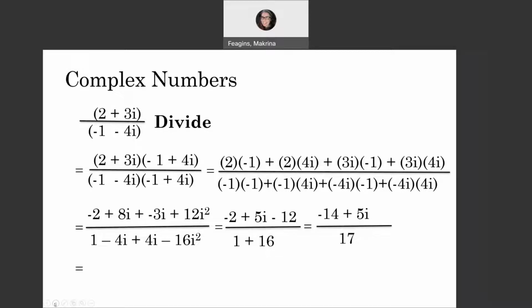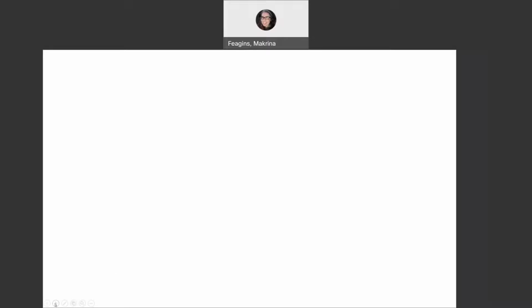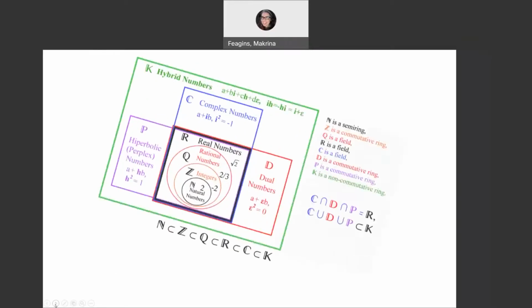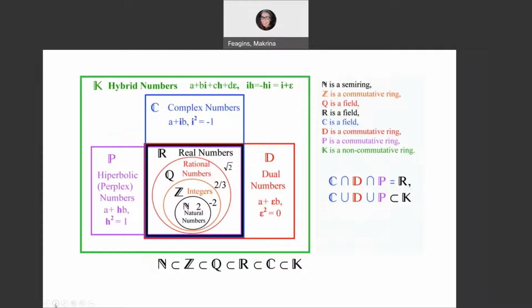And if you want to write it in your real form and your complex form, then that would be your complex number. But the one before, the negative 14 plus 5i divided by 17, would also work. It just depends on the preference. I know a lot of my math buddies will probably want to see that broken into the real portion and the complex portion, but it just all depends how technical you want to get on that.